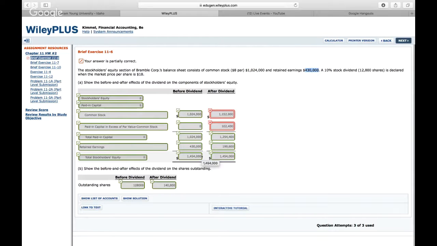Then to go ahead and do the before dividends on the outstanding shares, we're going to take the common stock of 1,024,000, and we're going to divide it by the par, which is 8. So go ahead and divide that by 8, and you will get 128,000.